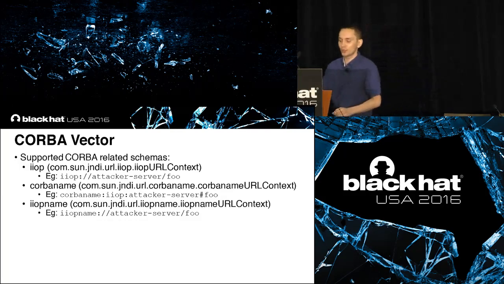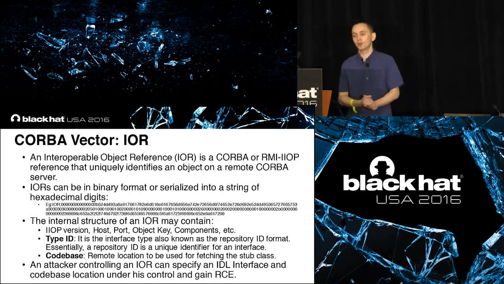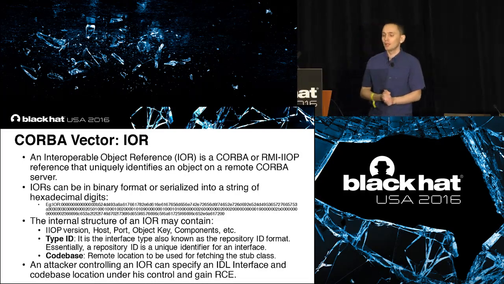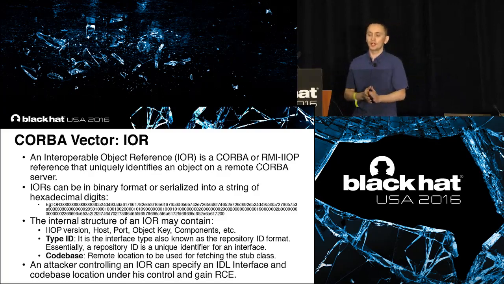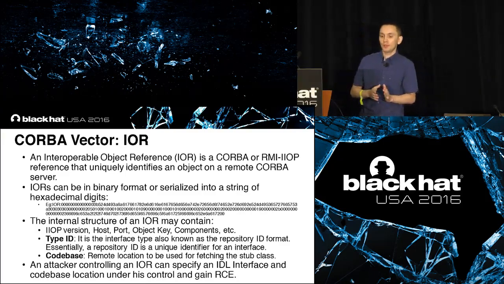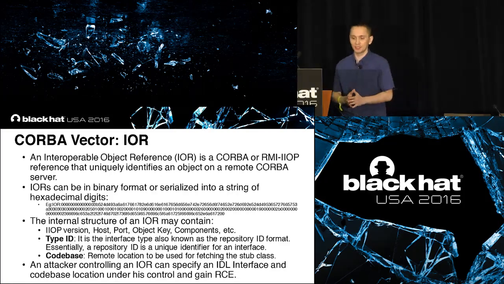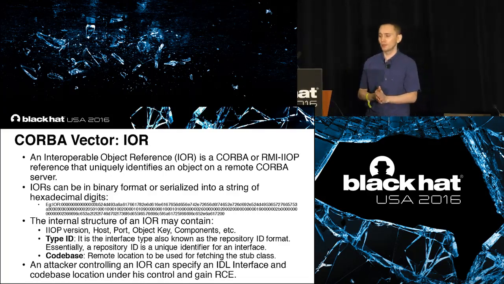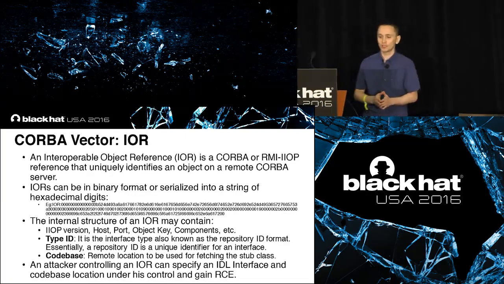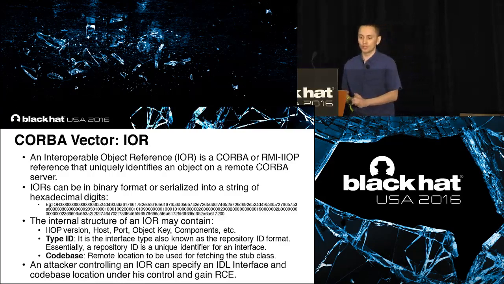And the CORBA server will respond by sending an interoperable object reference, or just IOR. It can be in binary format or start with the IOR prefix and a string of hex digits. It may contain a lot of information like version, host, port, object key. We are interested in two next fields. It's the type ID. From this field, Java will take the class name of factory and stub classes, and the code base, meaning from what location this class will be loaded. So if an attacker specifies their own type ID and code base, they will be able to execute their own Java code.